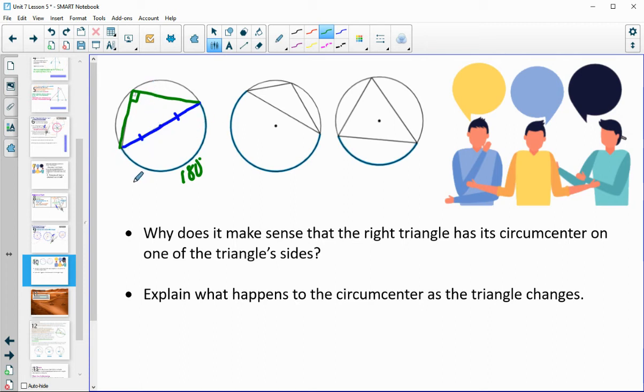So when you have a right triangle, the circumcenter is always going to be on the hypotenuse, because that's going to become the diameter. When you have an obtuse triangle, the circumcenter is going to be outside of the triangle, because this is a bigger than 90-degree angle, so it's going to create a bigger than 180-degree arc. And when you have an acute triangle, all of these angles are less than 90, so as inscribed angles, they're going to create arcs that are less than 180. So the circumcenter will be inside of the triangle.